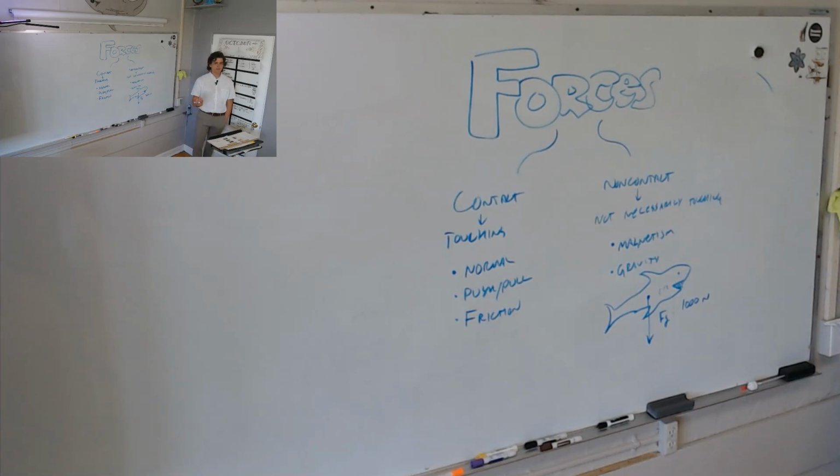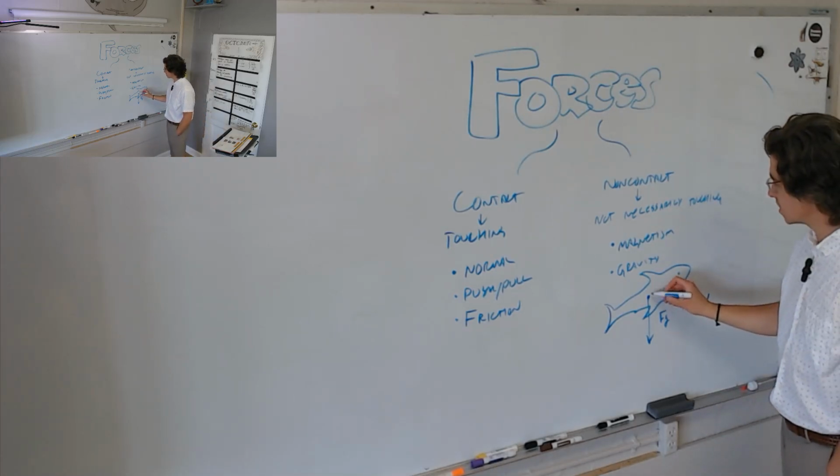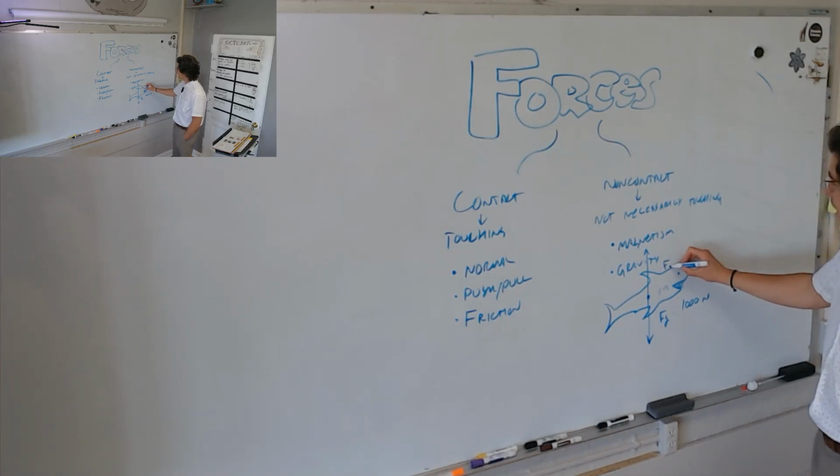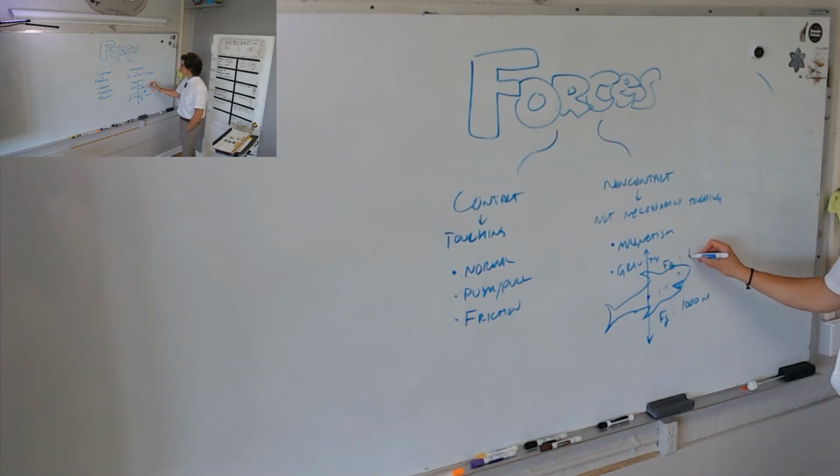What force is holding him or her up? It's not the normal force in this case because the shark is not resting on a surface. It's kind of suspended in the ocean. Does anyone know what that force is called? You might have heard it before. Buoyancy. Yeah, the force of buoyancy. F sub capital B is buoyancy, and we'll say that's also 1,000 newtons.